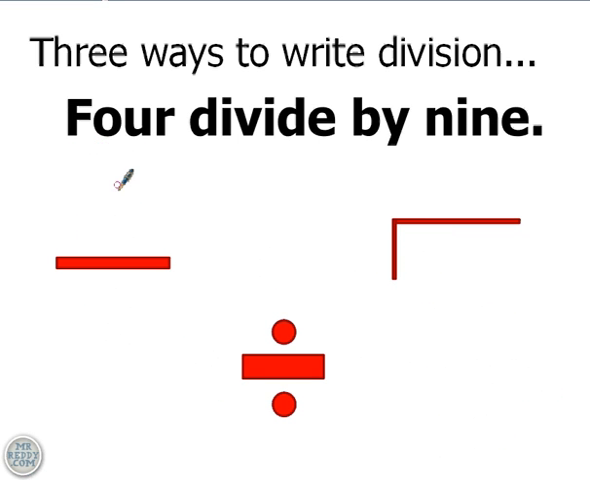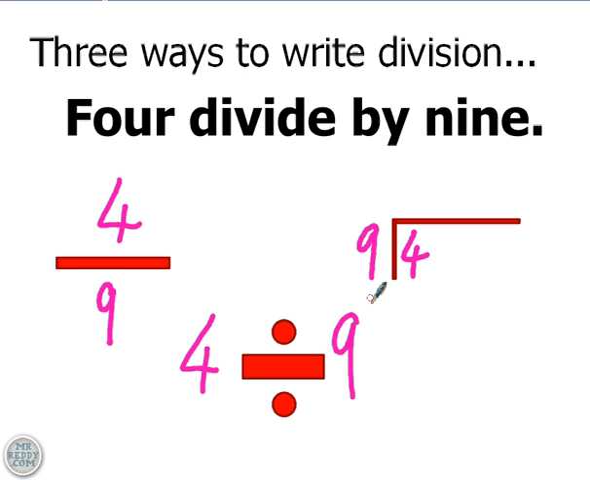4 divided by 9. Yes, I know that that's not going to work out very nicely. I know that you can't get 9 into 4 and get a whole number answer. You will get a fraction or a decimal, but that's okay. It still doesn't matter. These are the 3 different ways that you can write it. 4 over 9, 4 divided by 9, same thing.